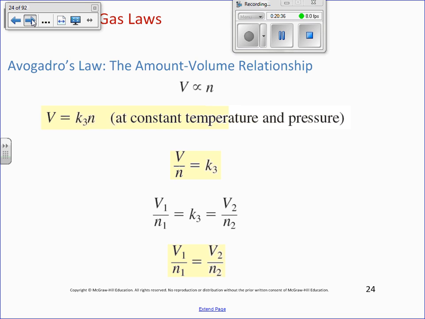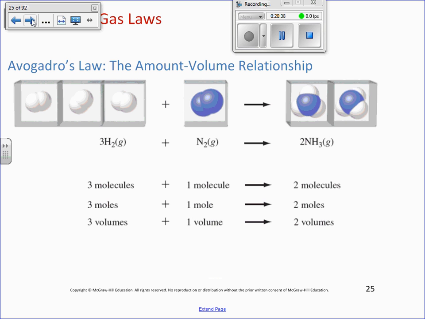So here we have, we're making ammonia. 3 moles of hydrogen plus 1 mole of nitrogen gives me 2 moles of ammonia. So I have 3 volumes plus 1 volume. I start with 4 volumes. If I do the reaction, I go to 2 volumes. So what actually happens?